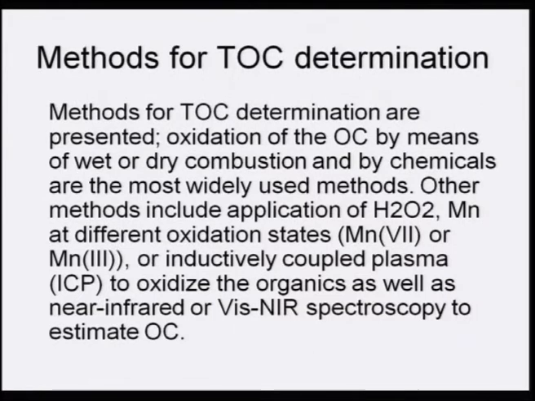Methods of TOC determination. Methods for TOC determination are presented. Oxidation of OC, that is organic carbon, by means of wet or dry combustion or by chemicals are the most widely used methods. Other methods include application of hydrogen peroxide, manganese at different oxidation states, that is manganese 7 or manganese 3, or inductively coupled plasma, that is ICP, to oxidize the organics, as well as near infrared or visible infrared spectroscopy to estimate the organic content or the organic carbon.